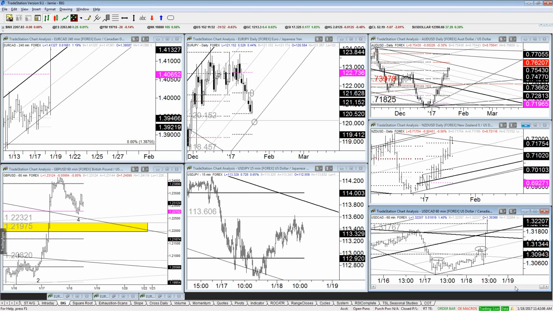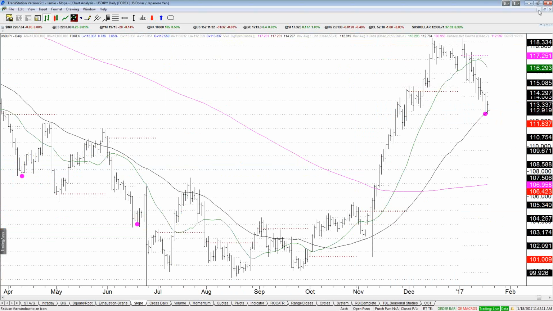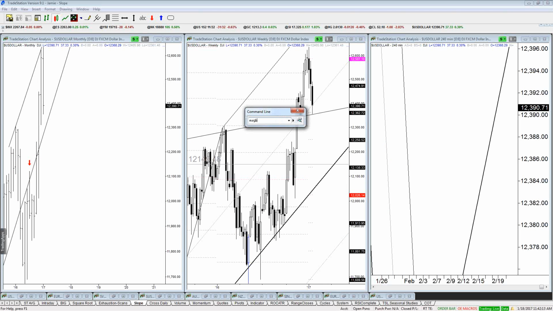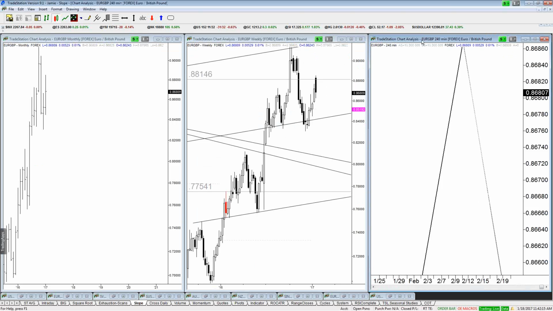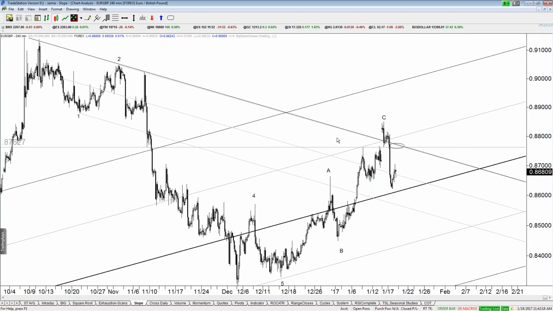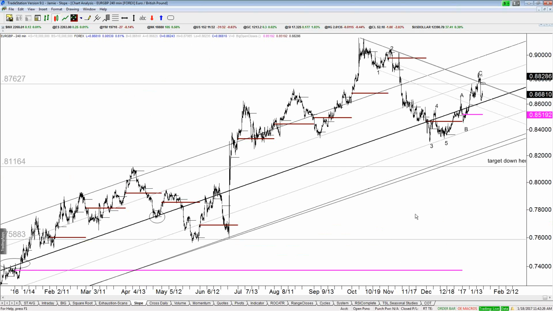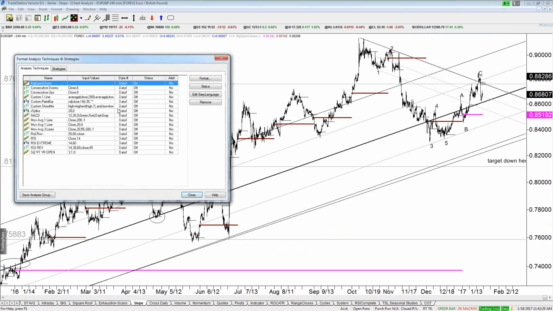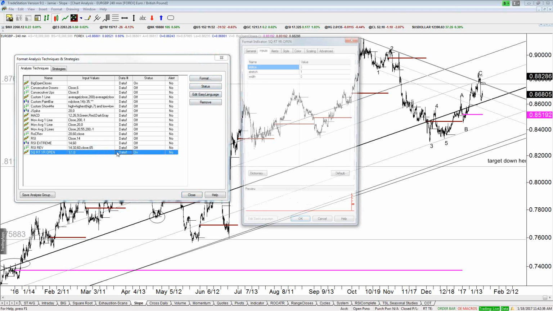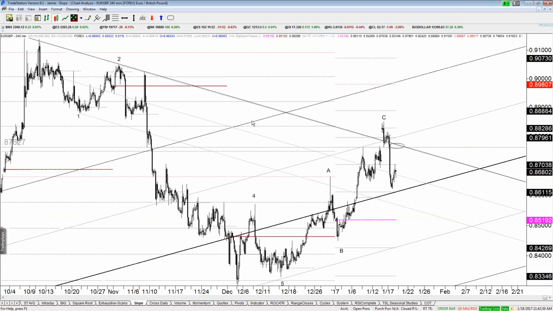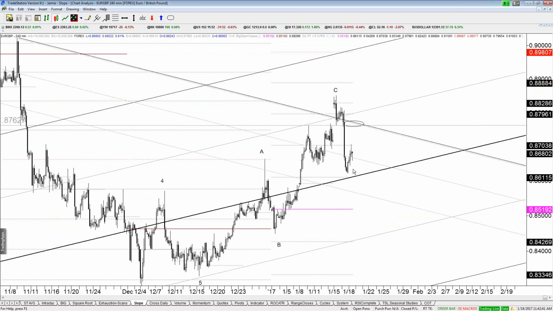All right, what about Euro Pound? Obviously any pound cross is going to be pretty nuts at this point. So this was the chart we had. We were looking for a top around 87.80, I think it was. And we all know what happened there. You had the big gap and then the reversal, and then it basically came back down into support.